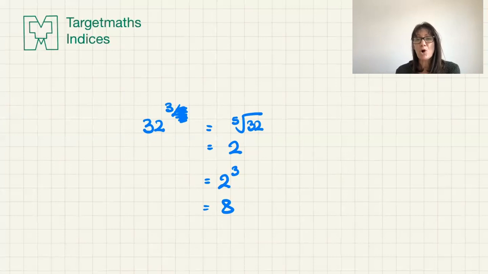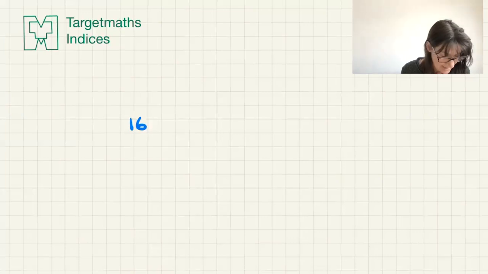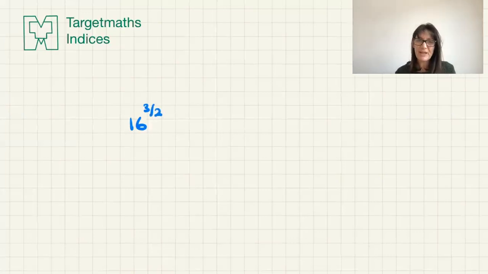And this is why we tend to not worry too much about the pluses and the minuses, because actually it's more common that you're going to get a fraction with a numerator as well. Okay, so let's do one. We're going to do 16 to the 3/2. Pause and press play when you are ready.